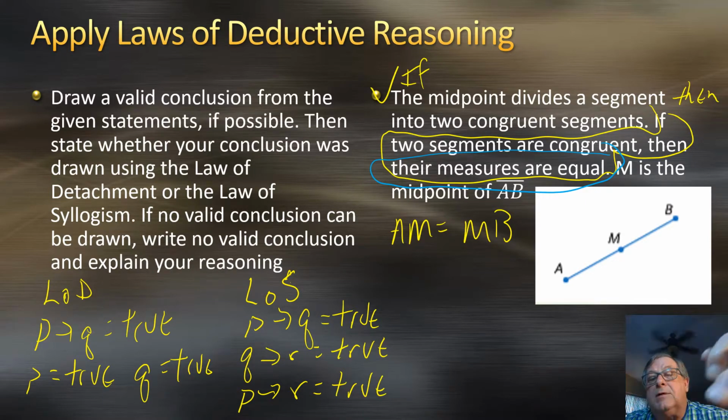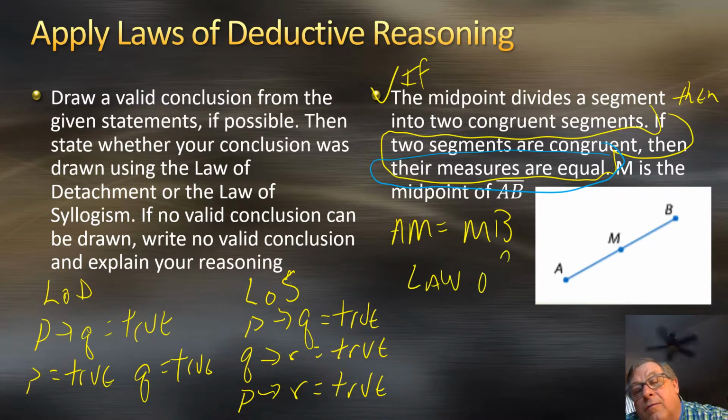I've got two statements: if P, then Q, and if Q, then R, and then finally we finished it off with if P, then R. And so it makes sense that this has to do with the law of syllogism.